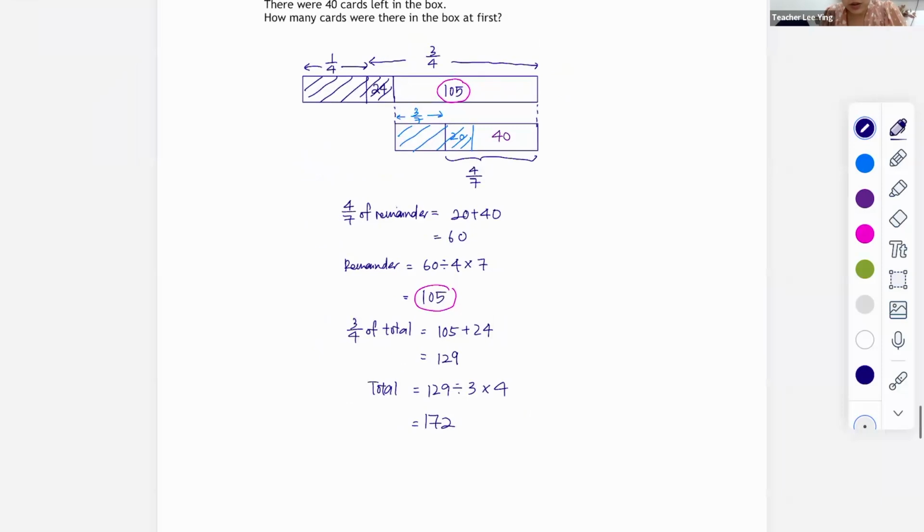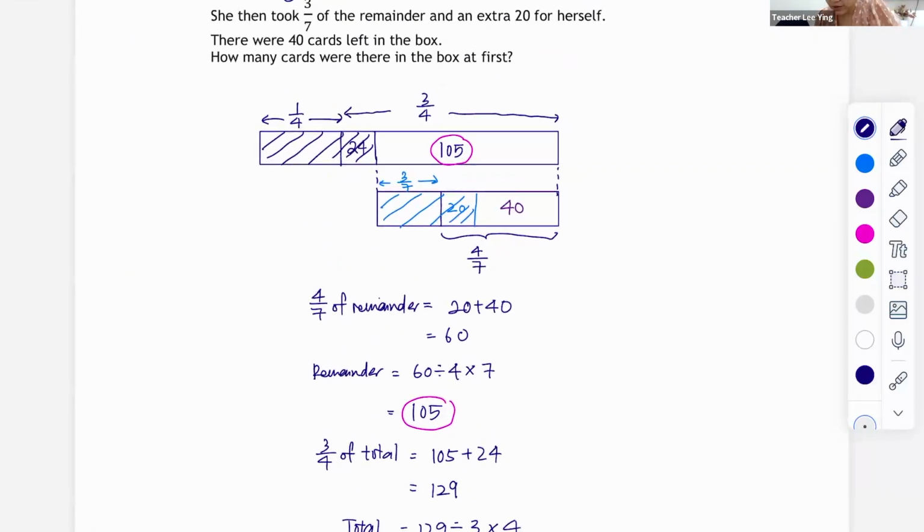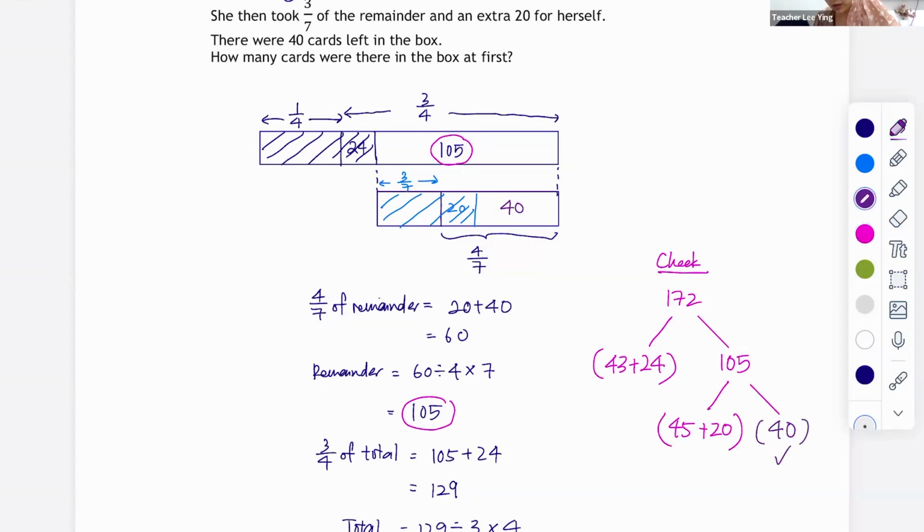Okay. You could work forwards, plug in the number. So if we take 172, we can check. From 172, she gave 1/4 of it. So that's 43, and another 24 cards to her neighbor. So the remainder, we can calculate that out. We take 172 minus 43 minus 24, get 105. So the remainder of 105, 3/7. You can calculate that out. 3/7 of 105 is 45. And another extra 20 for herself, which is 65. And then we check, is this 40? Yes. So we are correct.